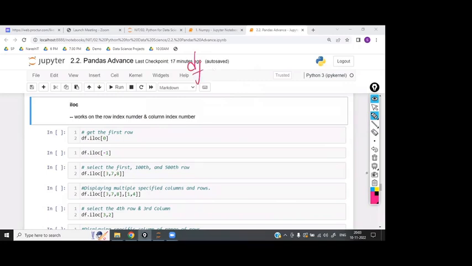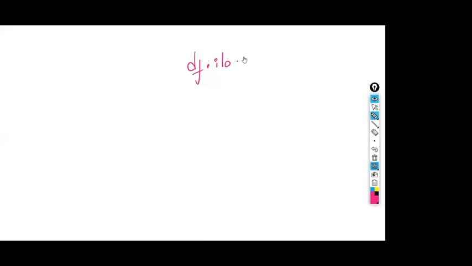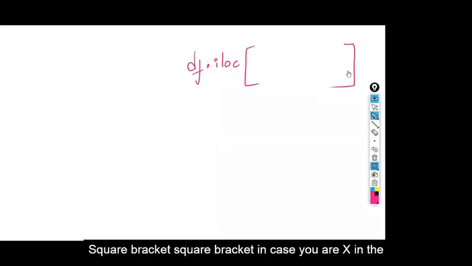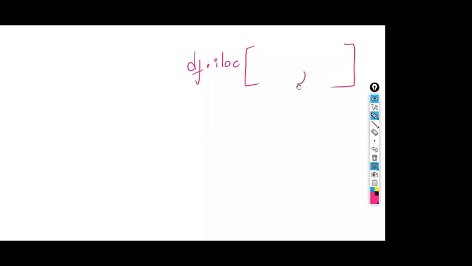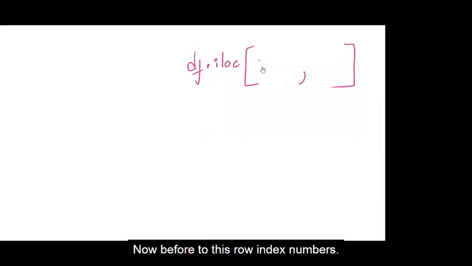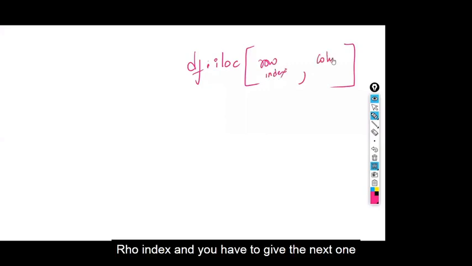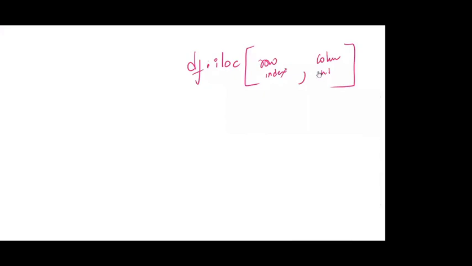df dot ILOC. df dot ILOC, and you have to give a square bracket. Square bracket indicates you are accessing the index numbers. In between, you have to write a comma. Before the comma, the row index, and the next one is the column index.